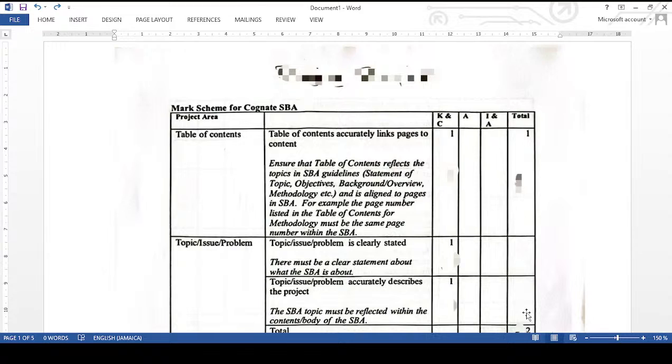This is the mark scheme that you are seeing here. So this is what your teachers will be using to mark your SBA, right? And you know how the cognate is. So the business cognate is where you are able to use one SBA to cover for the other two subjects if you are doing all three subjects. So the cognate entails economics, POB, and the principles of accounts.